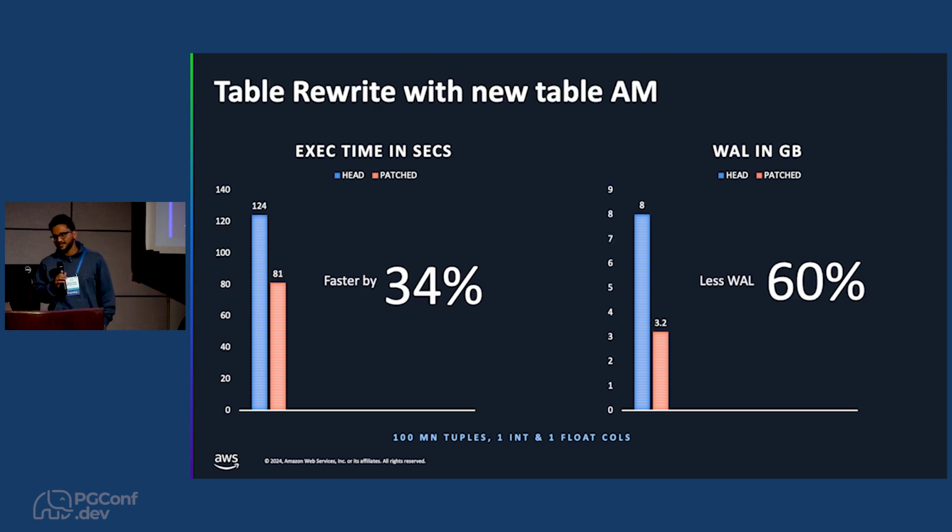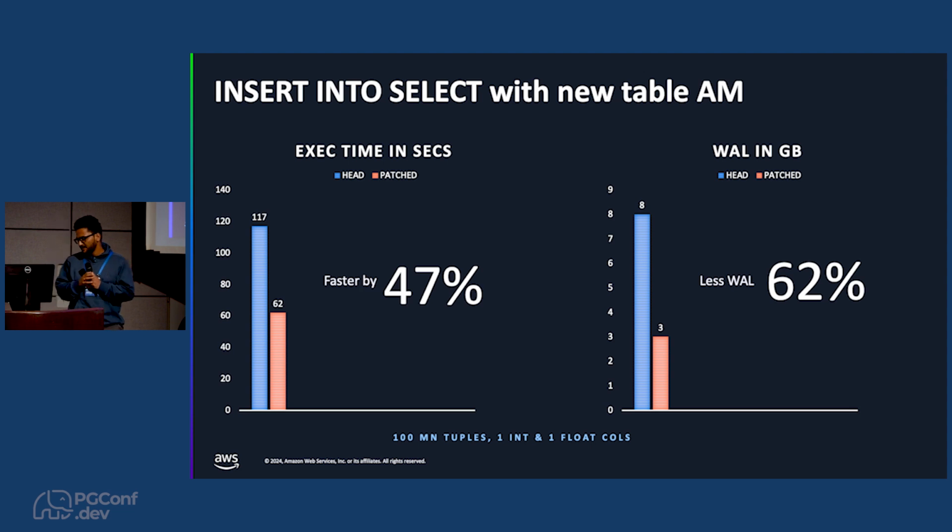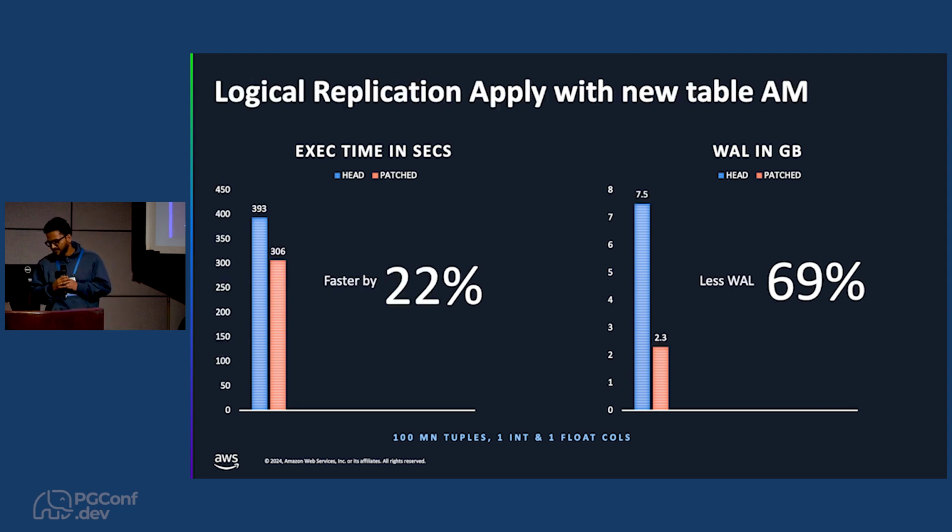And the table rewrite operations like ALTER TABLE, ADD COLUMN and DROP COLUMN, stuff like that, got faster by 34% and with 60% less WAL. And again, INSERT INTO SELECT got faster by 47% with 62% less WAL. And lastly, the logical replication apply got faster by 22% with 69% less WAL generated on the apply side.